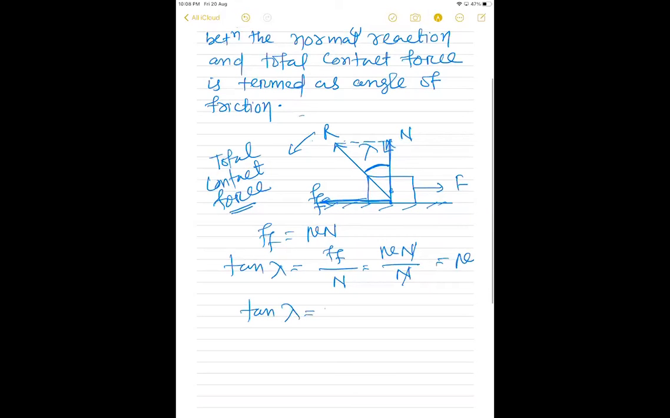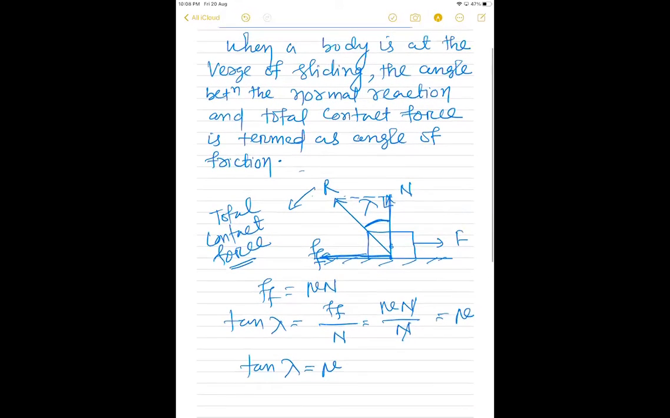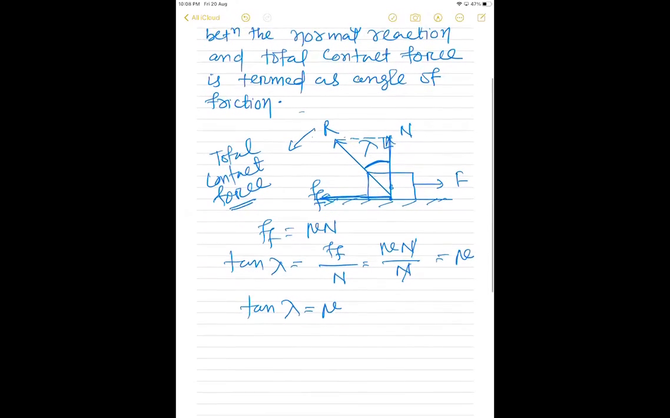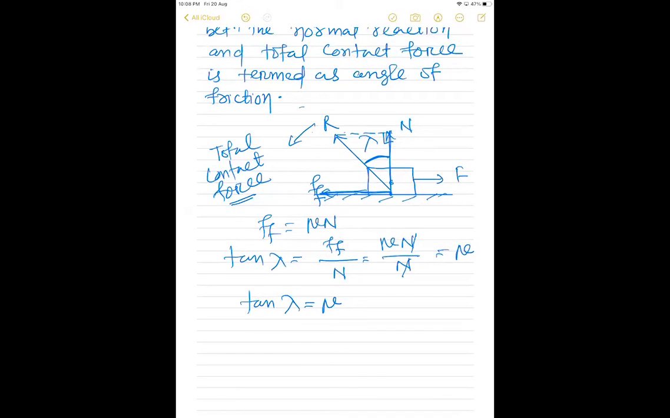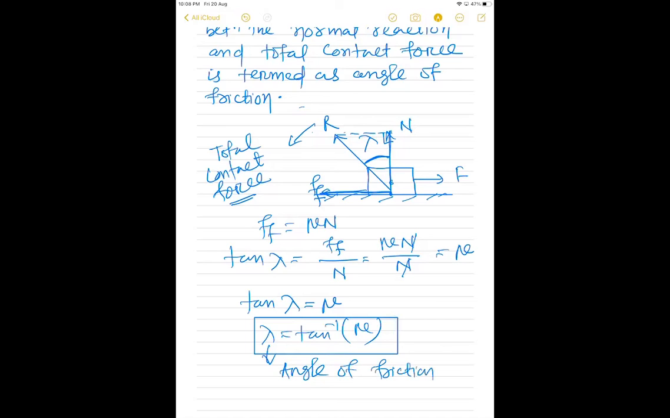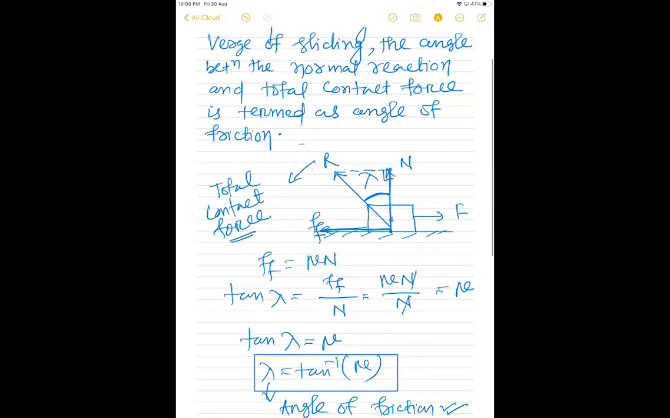I solved a linked question with this just before. So tan lambda is equal to mu, and you can write lambda is equal to tan inverse of mu. Yes or no? And this lambda is known as the angle of friction, correct? Students understood? Yes. Let's note it.